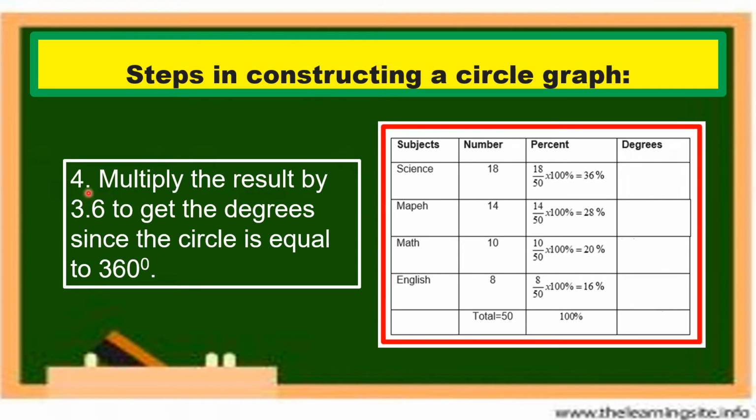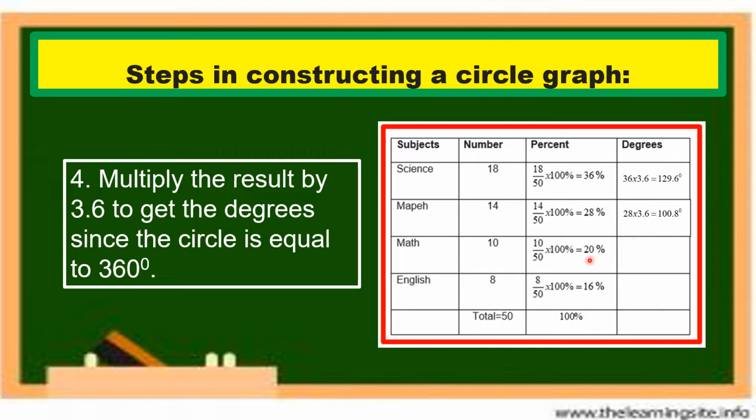So, step number 4, multiply the result by 3.6 to get the degrees, since the circle is equal to 360 degrees. So we have 36%. 36 multiplied by 3.6, the answer is 129.6 degrees. For the next, we have 28 times 3.6, that is 100.8 degrees.